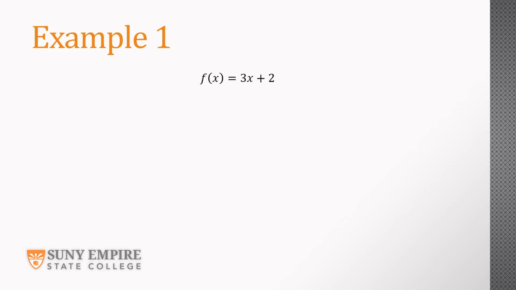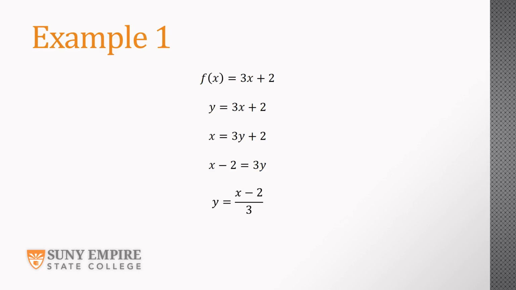Suppose we have the function f of x equal to 3x plus 2, and we want to find its inverse. We switch notations, writing instead y equals 3x plus 2. Inverting the x and y, we have x equals 3y plus 2. Solving for y, first we subtract 2 from both sides. This leaves us x minus 2 equal to 3y.